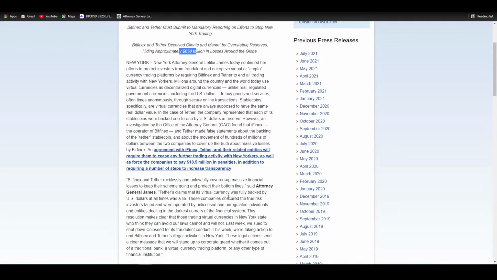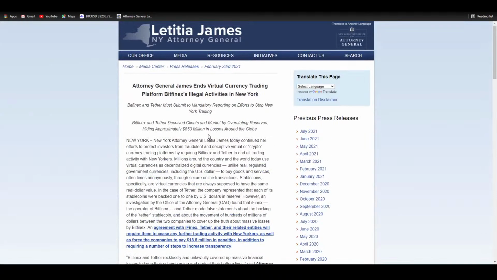So they lied about it to protect their bottom lines, to keep their company going. Make no mistake, Tether is called a cryptocurrency, but it is a company. Tether Limited is the company that prints these Tether tokens. It's a company. It can fail, right?